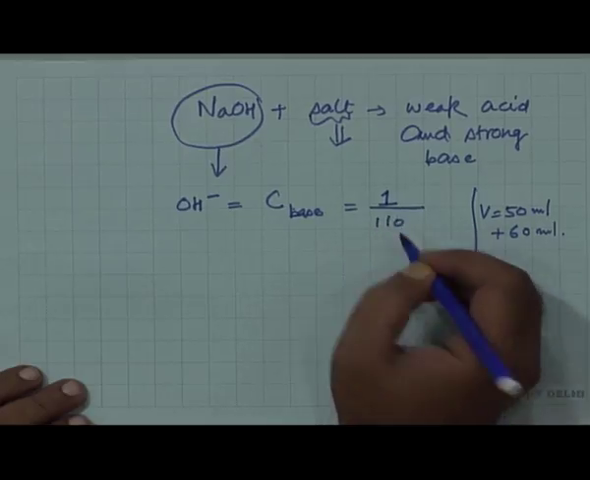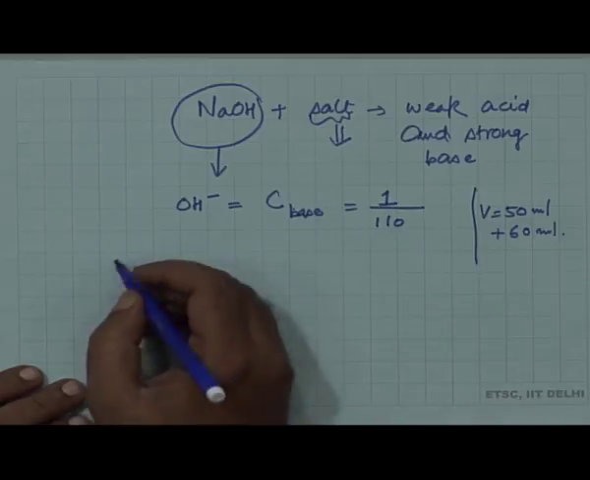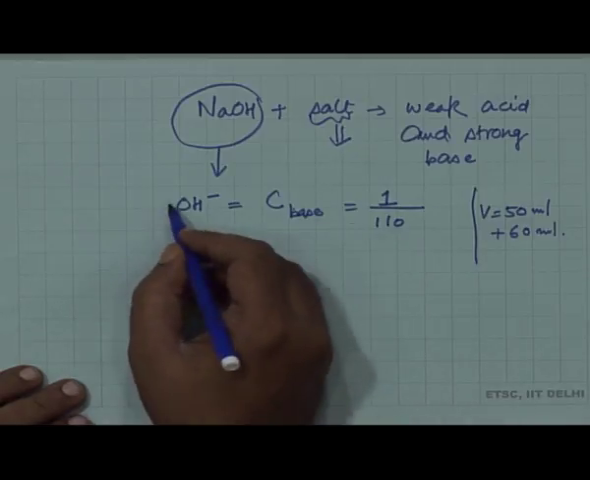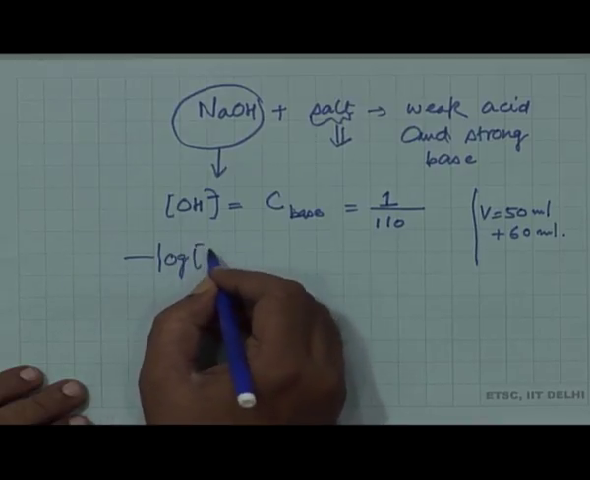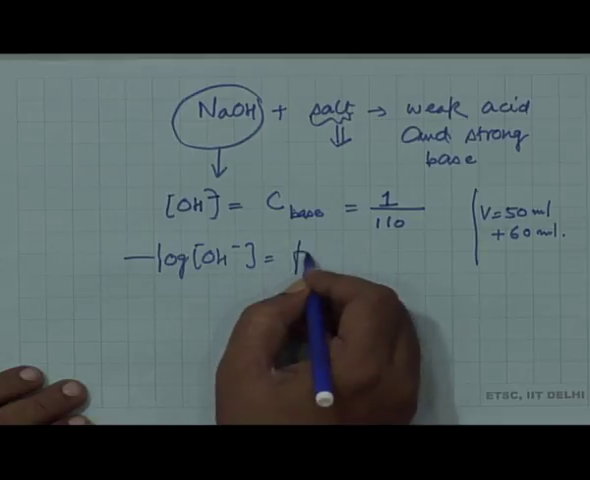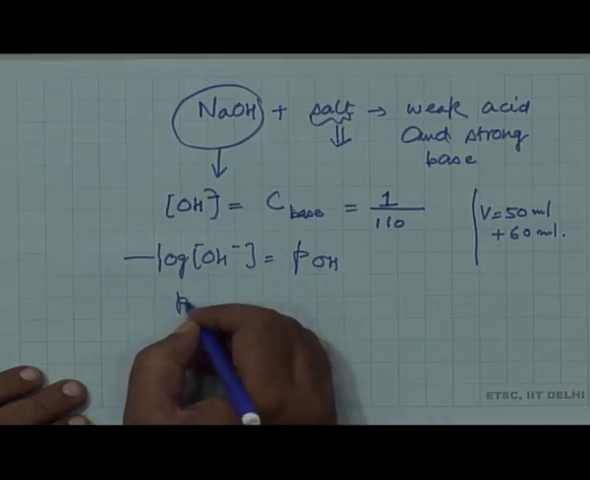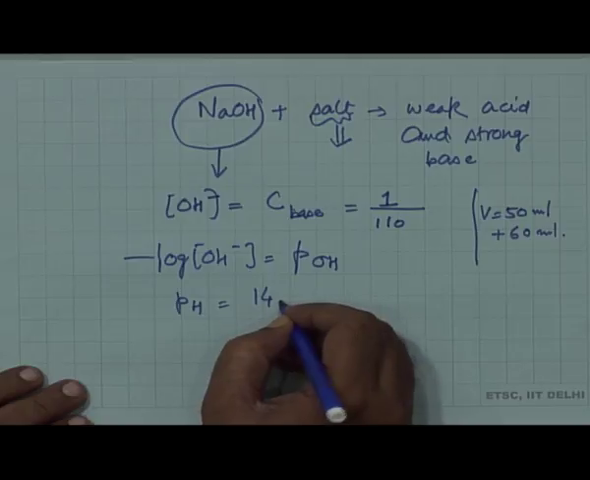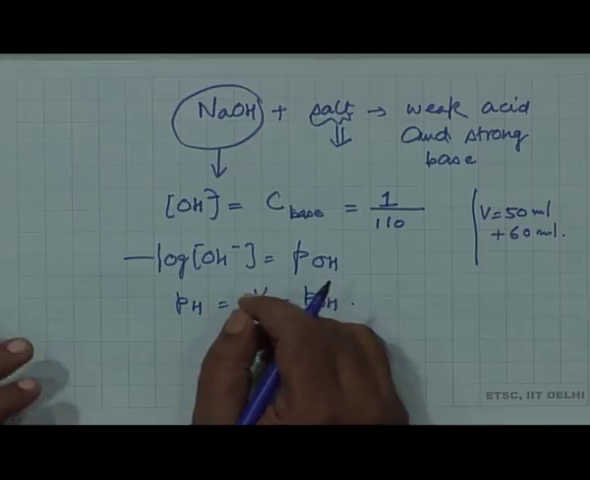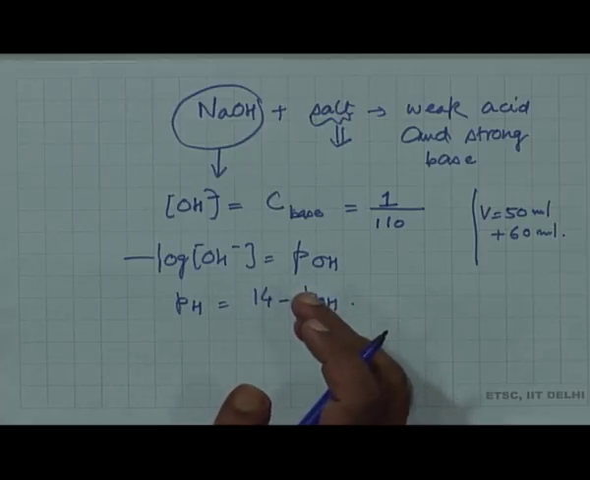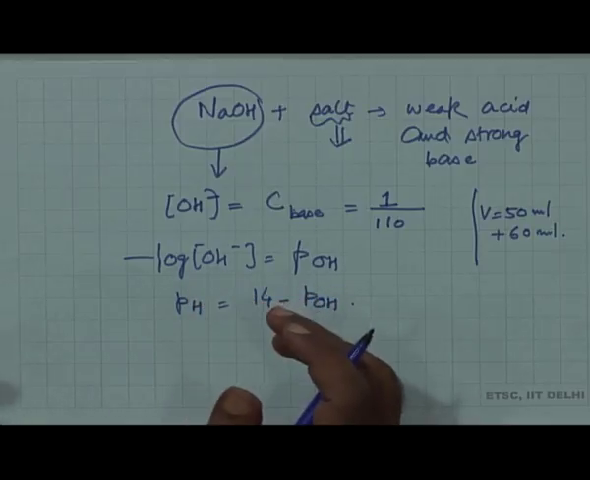So, 110. Once we know the OH minus ion concentration, we can simply calculate minus log OH minus, and this is nothing but pOH, and pH can be calculated from pOH: 14 minus pOH. So, this is the way we calculate pH when we titrate a weak acid with a strong base.